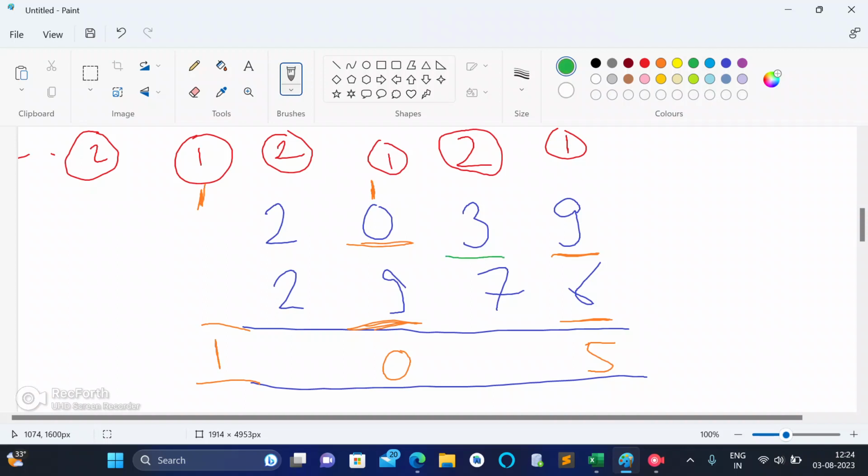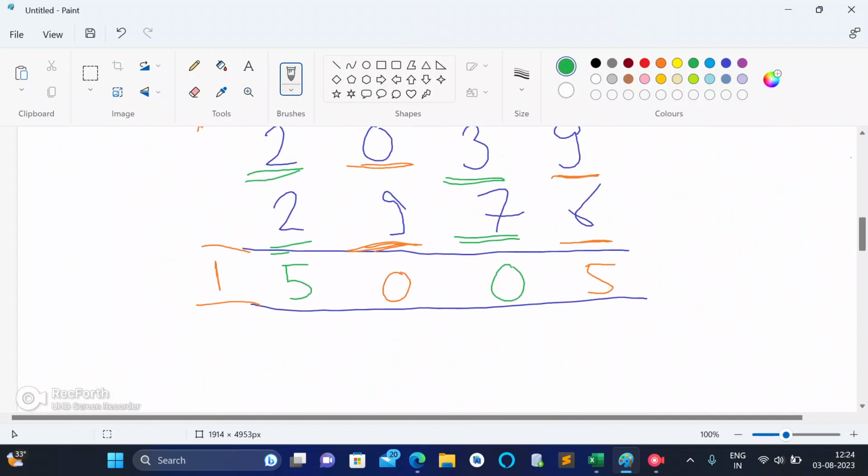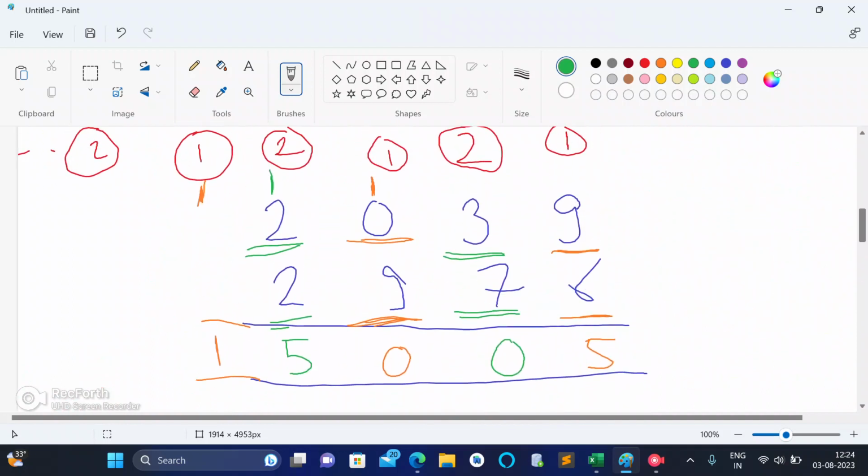Now let's come to section 2. 7 plus 3 is actually 10, so I will put 0 here and this 1 here. Then 2 plus 2 is 4, 4 plus 1 is 5, so I will put 5 here. And you can see this 15005 is the same value which we had got earlier.